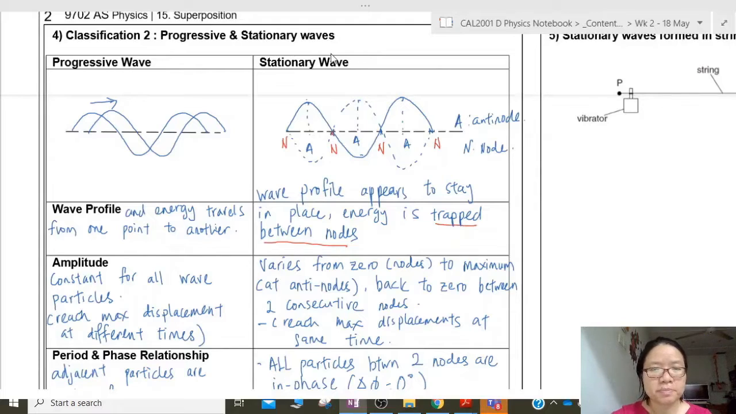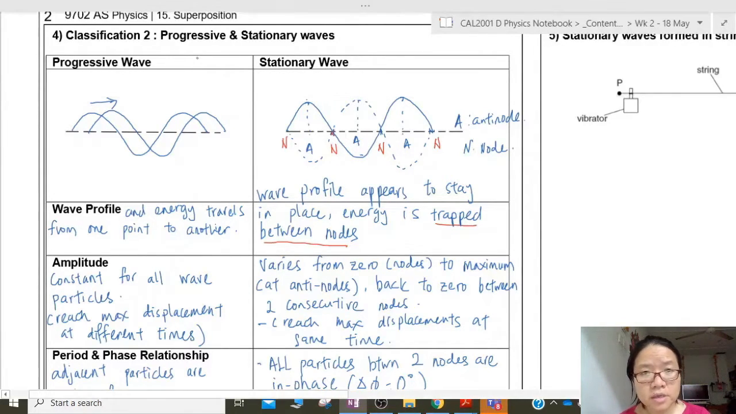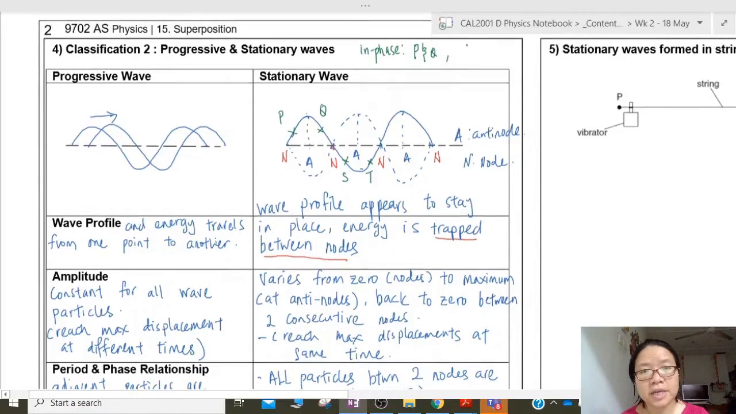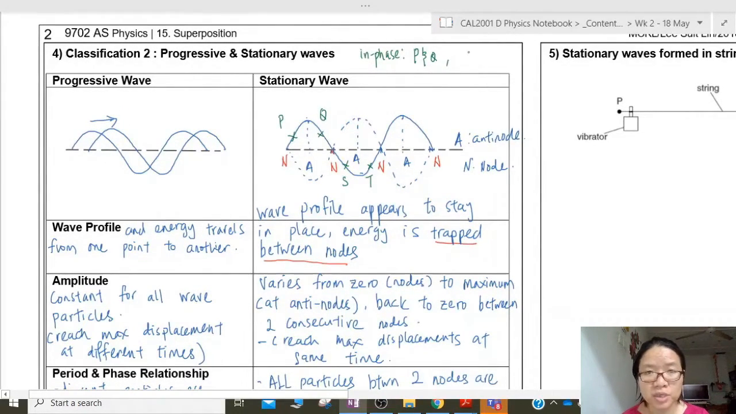So you can see, I'm going to label a few points, because between two nodes, let's say points P and Q, they travel up and down at the same time. And then let's say S and T, they travel up and down at the same time. So in phase means they travel up together. P and Q are in phase because they are between two nodes, whereas S and T are also in phase.